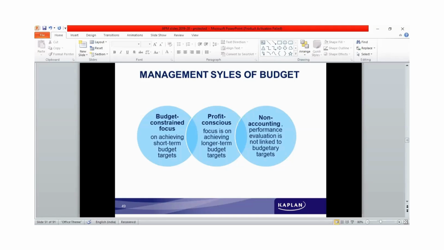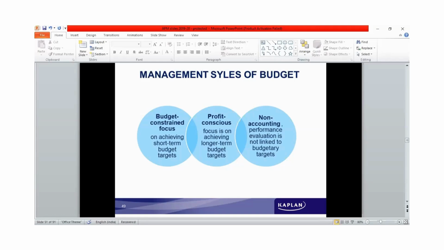Profit conscious management is the one that is focused on earning profits in the long run, fulfilling their targets, achieving their objectives over a long period of time. Short period of time, that's a kind of myopia. They are only looking at the current period, achieving the targets which are set for the current period. That's all they are focusing on. But sometimes when they are looking at the short period of time, the long run goals and objectives can also get affected, because their decisions are absolutely related to the current period. So that is a danger with budget constraint focus.